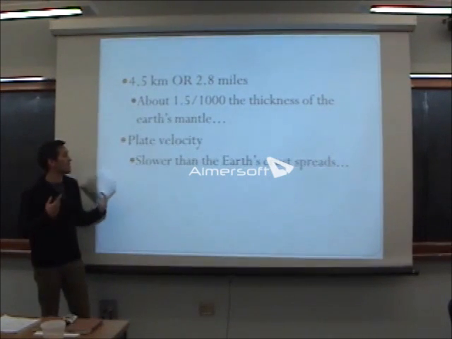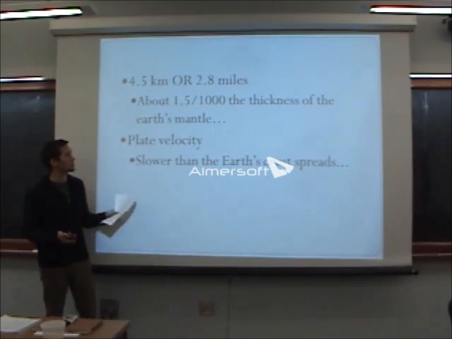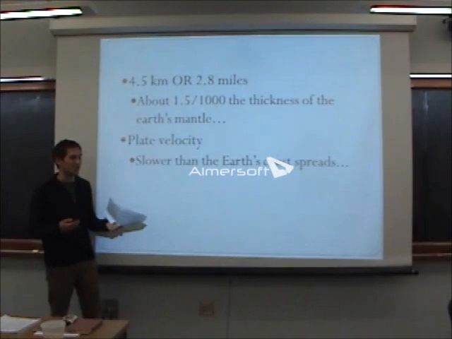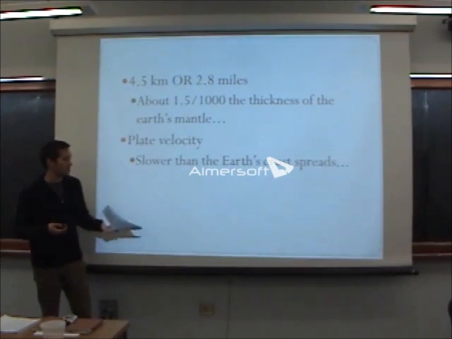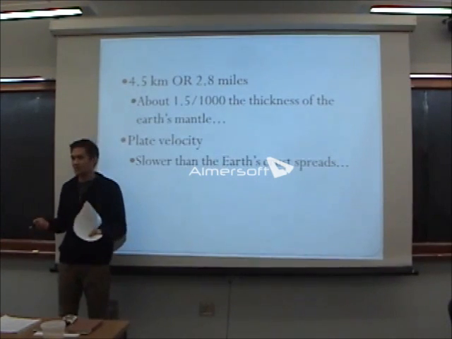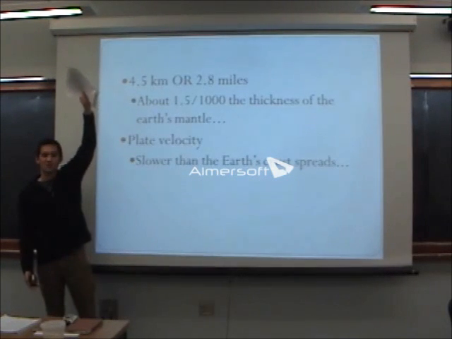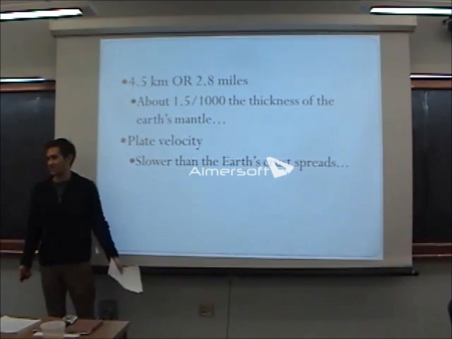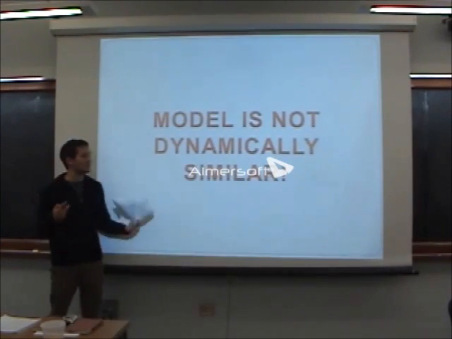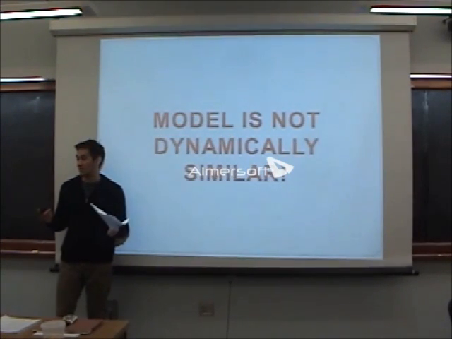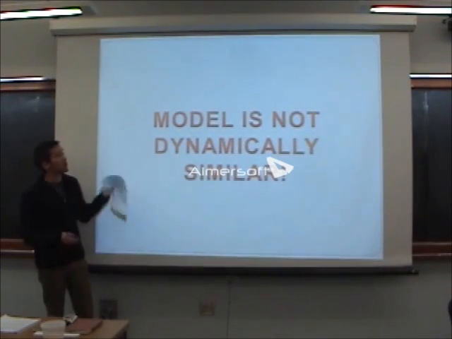So if you compare that for some perspective, the Earth's mantle is 2,900 kilometers, so that's around 1/1000th of the thickness of the Earth's mantle. And the plate velocity in your model would be slower than the Earth's crust actually spreads. So really, you would need a tremendous amount. Think of that, 2.8 miles vertical distance for the height of your wax. Yeah, that's not happening. So based off this analysis, the model is not dynamically similar. So you might think, oh, well, this professor, maybe that's why he had to leave. Well, let's look into it more.